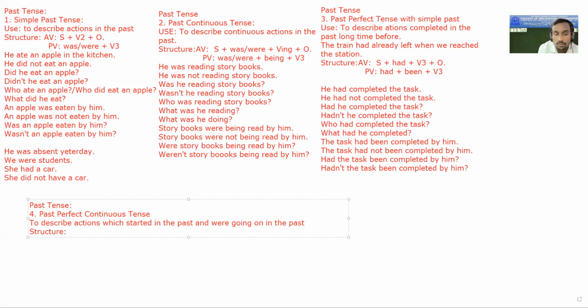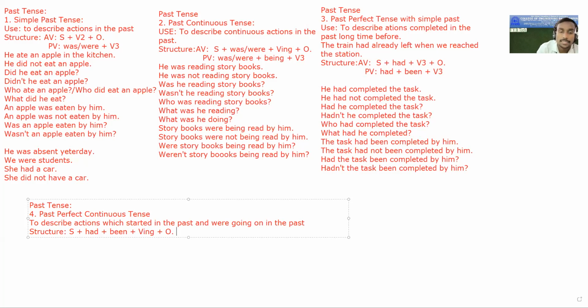Okay, let's talk here about the structure. Subject is there; after subject, what can we use? Yes, had is there. So we'll use had. Then been. After been, the present participle, you can use ing, and then the remaining part of the sentence.